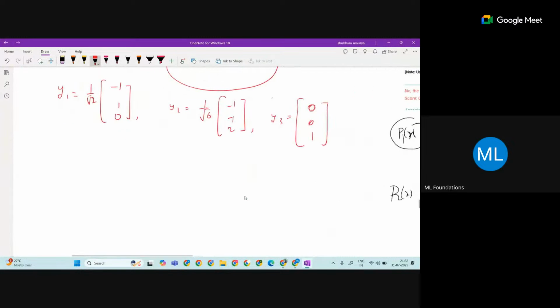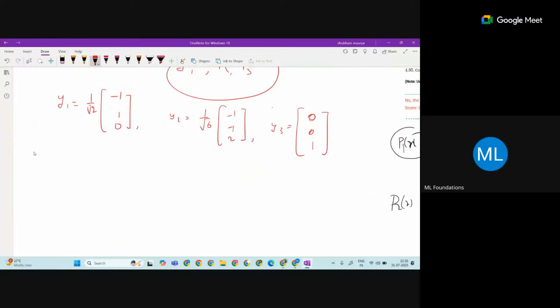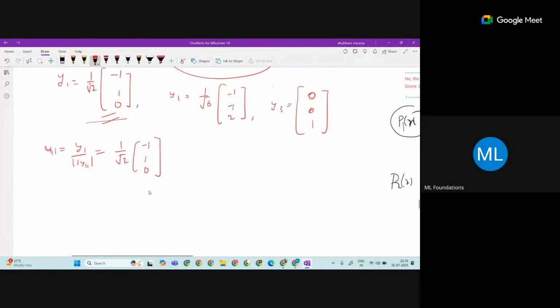So now we have to find the third one, so we have to apply Gram-Schmidt. Gram-Schmidt says take the first vector and divide it by its norm. Let's call it u1. u1 is nothing but y1 divided by the norm of y1. This is already of norm 1, so u1 is nothing but y1. You can check it: 1 upon root 2 times (-1, 1, 0). It is fine.